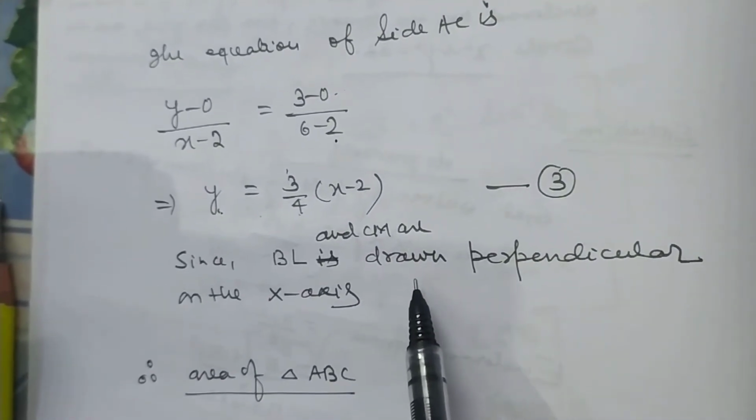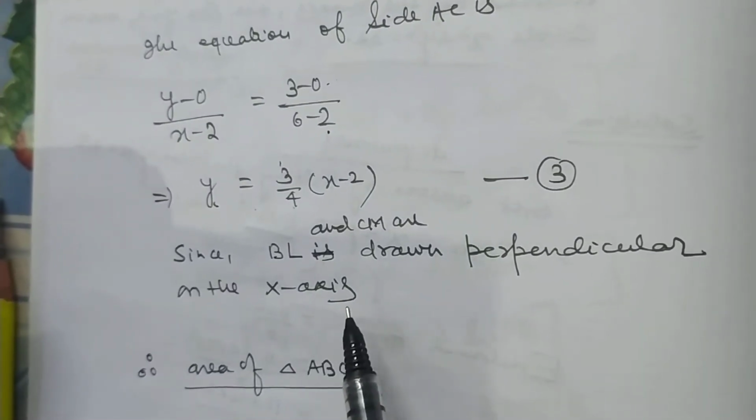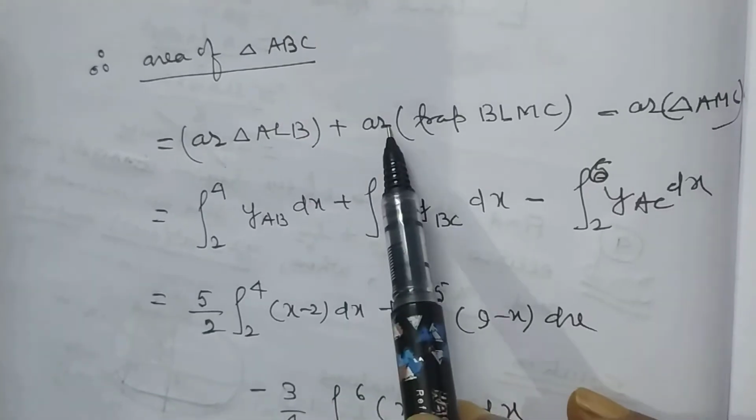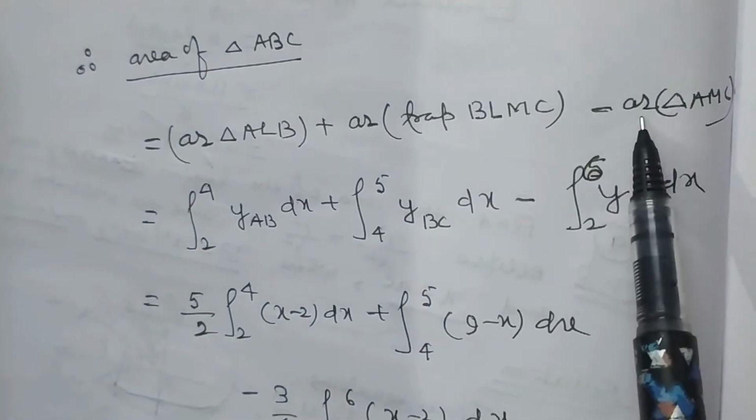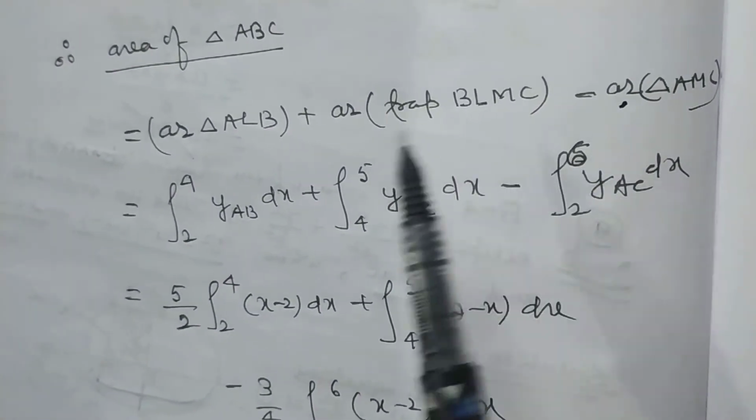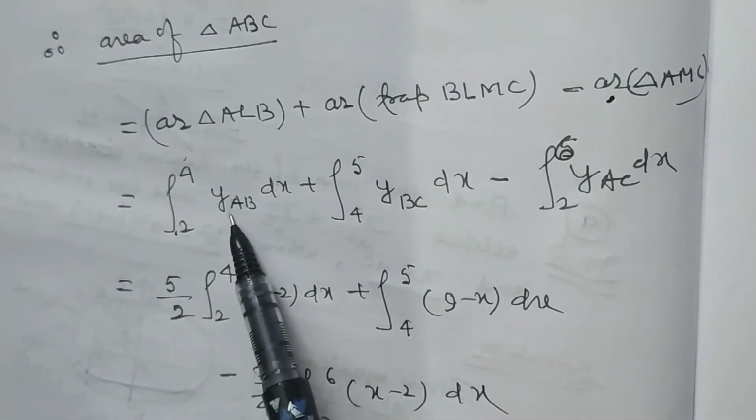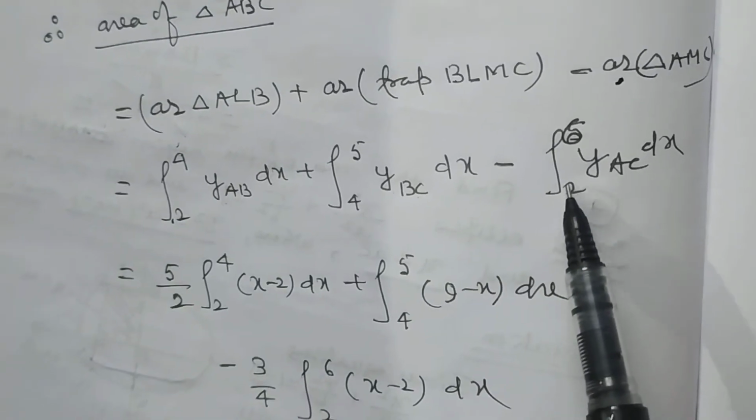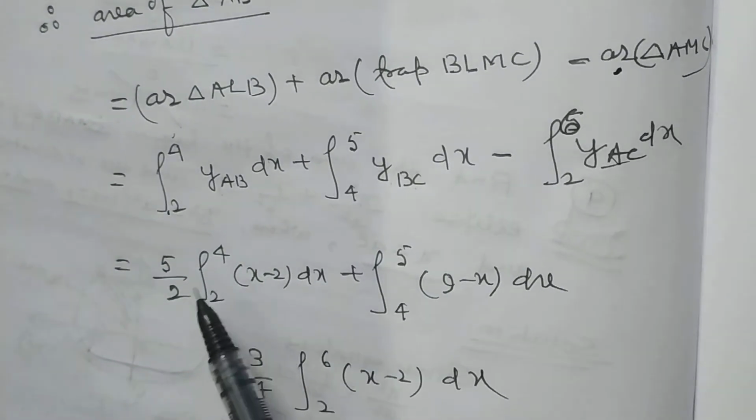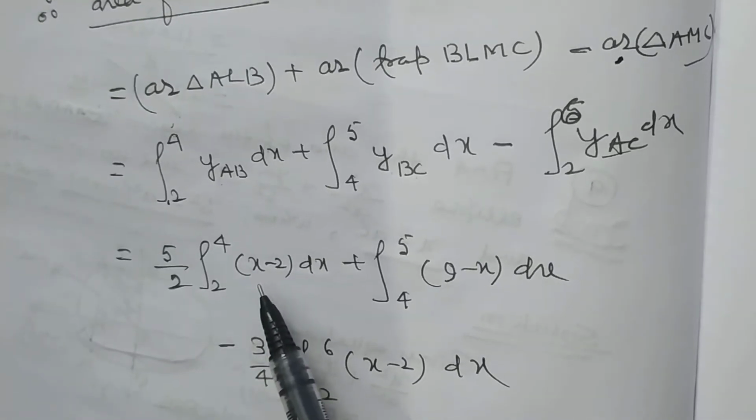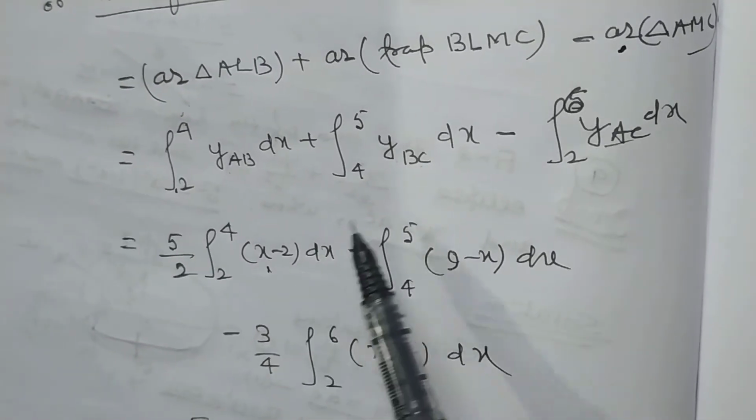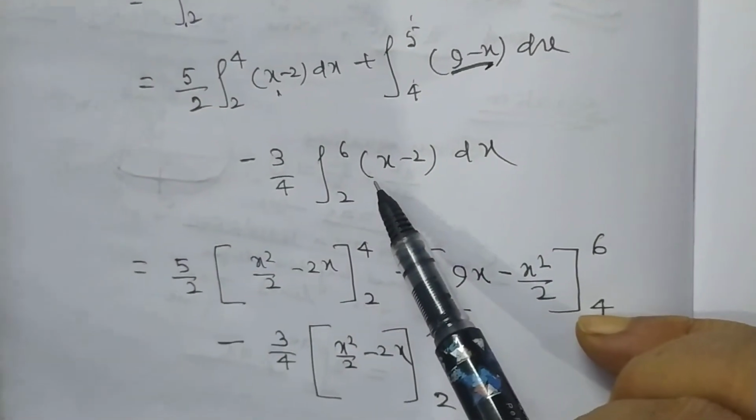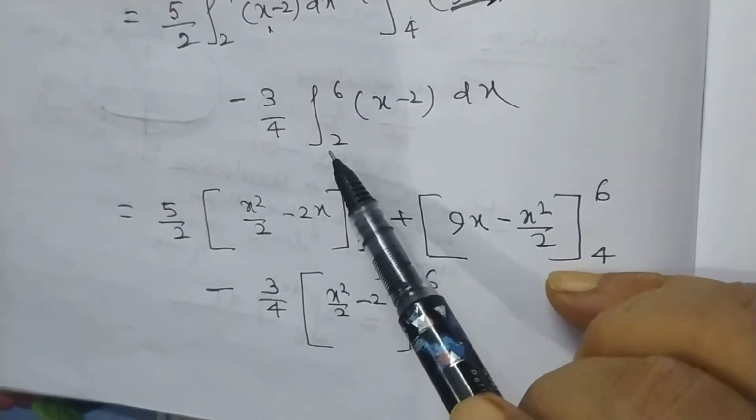Since BL and CM are drawn perpendicular on the x-axis, the area of triangle ABC is the area of triangle ALB plus the area of trapezium BLMC minus the area of triangle AMC. That is the integral from 2 to 4 of y_AB dx, plus the integral from 4 to 6 of y_BC dx, minus the integral from 2 to 6 of y_AC dx. So it will be 5 by 2 times the integral from 2 to 4 of (x minus 2) dx, plus the integral from 4 to 6 of (9 minus x) dx, minus the integral from 2 to 6 of 3 by 4 (x minus 2) dx.